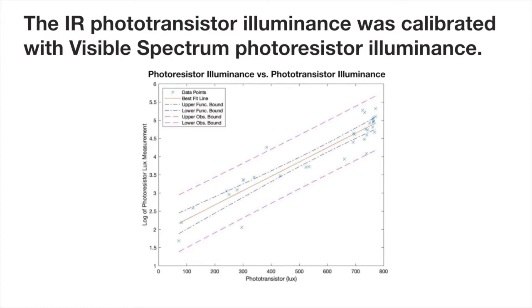As illuminance is normalized to human perception, and therefore visible light, the values obtained from the phototransistor did not fall on the magnitude of illuminance that we anticipated for testing conditions. In order to remedy this, additional data was collected with a visible spectrum photoresistor, and this calibration curve was developed.